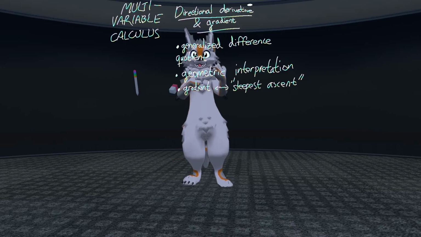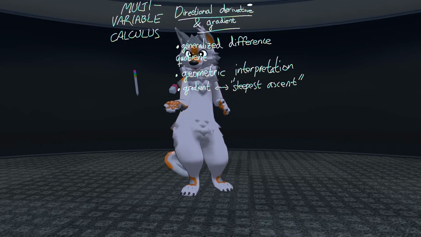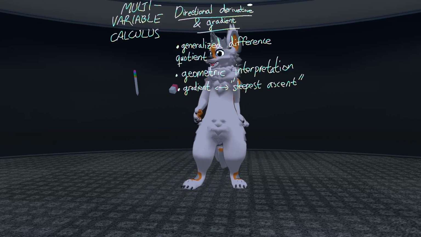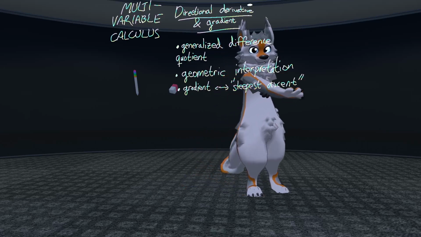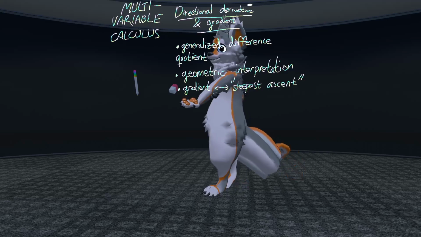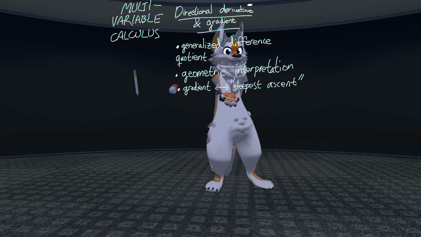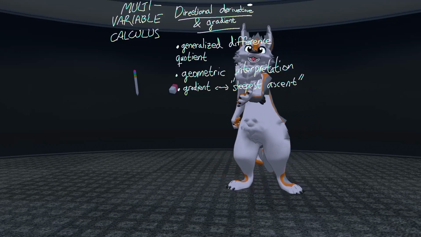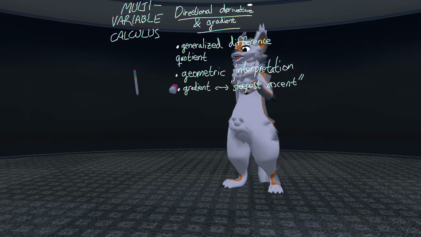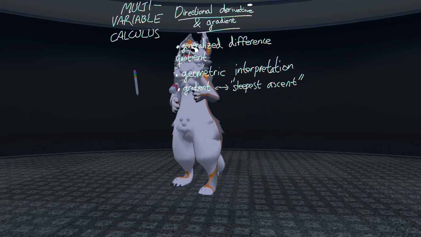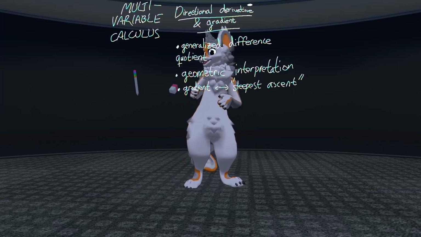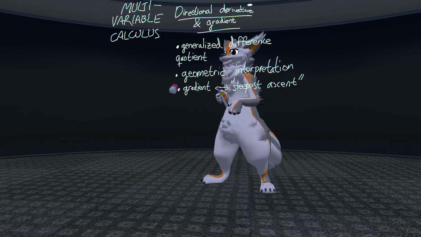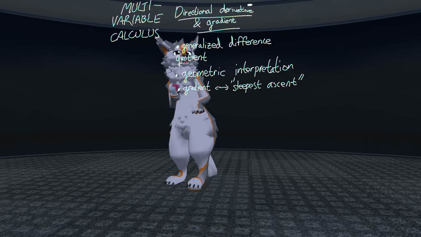And while we do all of that, we're going to discover this cool object called the gradient. We're also going to address the common wisdom that the gradient points in the direction of the steepest ascent. So what does that mean, and why does that hold? We're going to cover all of that in today's video. So hopefully, it's going to be a fun package today. So strap in. Let's have some fun with calc today.